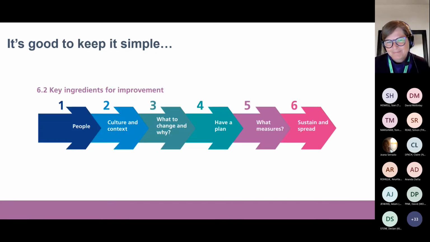Next slide, please. So if you look in the manual, you'll see that we've got a really clear way in which you might approach the overarching change methodology, starting with thinking about the people, thinking about your culture, deciding what you're going to change and why, creating a joint plan together and co-producing that, understanding which measures for quality improvement you're going to use, and then importantly, even quite early on, thinking about how you're going to sustain and spread any changes that you make.